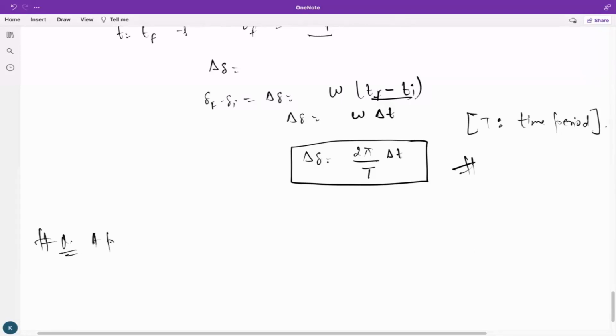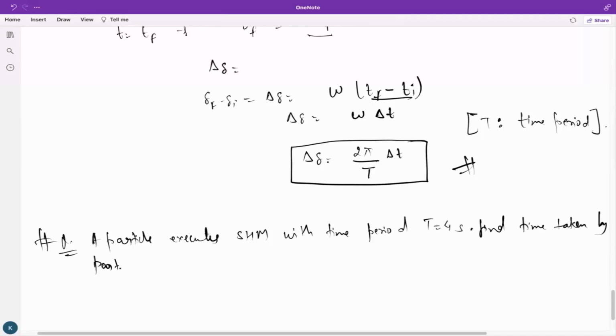So let me take the question here. A particle executes SHM with time period T equal to 4 seconds. Find the time taken by the particle to go from the mean position to half of the maximum amplitude. Look at here, this is actually our question, right?